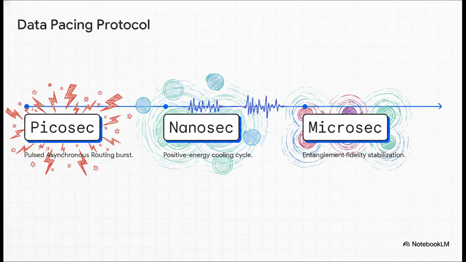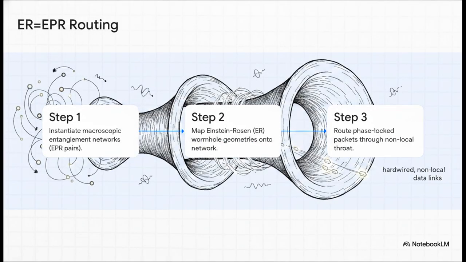If we hold a negative energy state open too long to transmit our out-of-band data, the universe forces a massive positive energy backlash that will literally fry our hardware. So, we have to deploy a fragmented timeline. We send data in picosecond bursts, instantly followed by nanosecond positive energy cooling cycles. It's basically pulsed asynchronous routing. But sending packets in fragmented picosecond bursts? That causes severe synchronization issues.